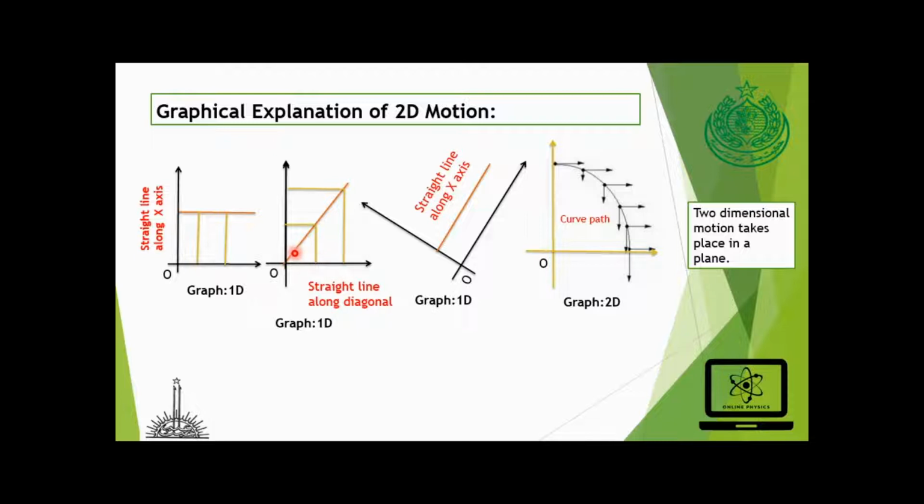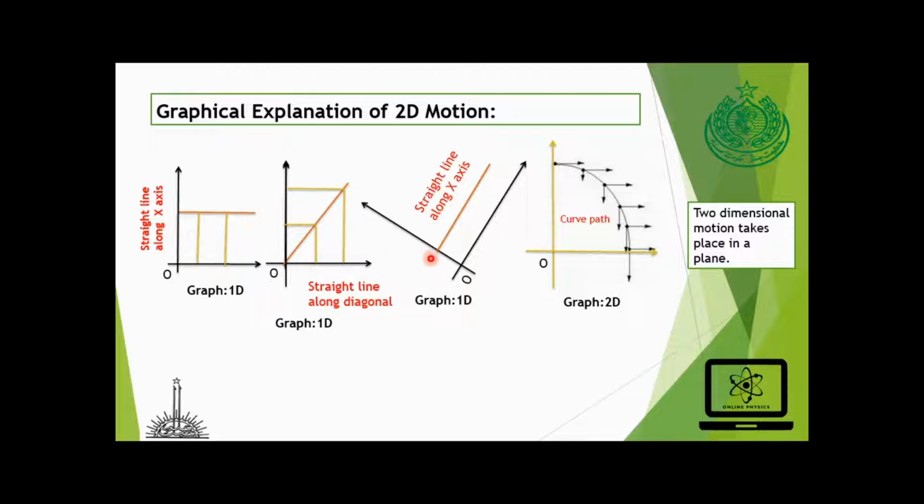Okay, let's move toward this one. In this graph, the object is moving along a straight line along the diagonal of the x and y axes. If we take this point and this point, in both positions x and y are changing, and it seems like a motion in 2 dimensions, but actually this is not correct. This is also 1D. Let's see how. Just start to rotate the axis and you will get a new position like this. In this position, this diagonal line is just parallel to the horizontal axis, same as the first one.